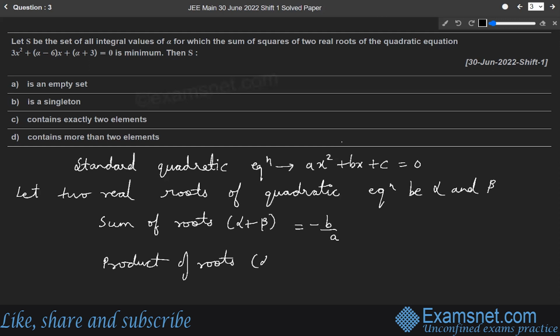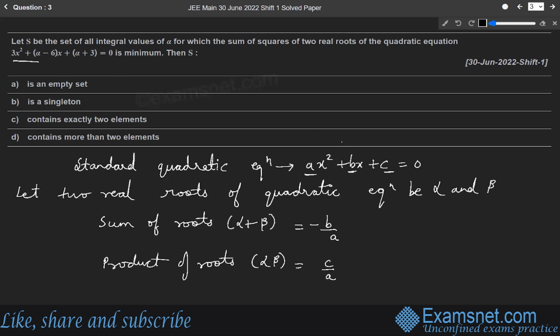Product of the roots will be alpha into beta. It is always equal to c upon a. What is a? A is the coefficient of x square, b is the coefficient of x, and c is the remaining term. All right, so this is the basic concept that we have to use here. Now coming to the solution of this question.